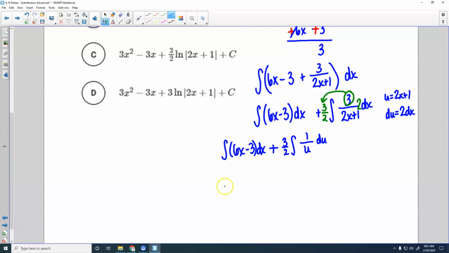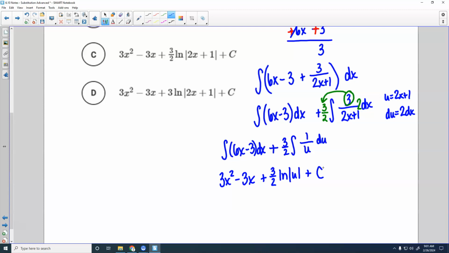So when I integrate here, I can integrate this stuff as we just did, 3x squared minus 3x plus, and I'm going to have a 3 halves here. What do I get when I integrate 1 over u? Natural log of the absolute value of u, and then we'll have a plus c on the end. It's multiple choice, so it really doesn't matter on this, but to do this correctly, we want to integrate those two things at the same time so we can put our plus c's together.